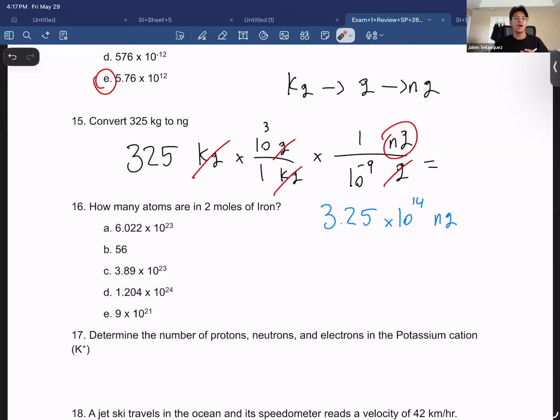All right, let's look at number 16 here. How many atoms are in 2 moles of iron? So what do we think for that one?